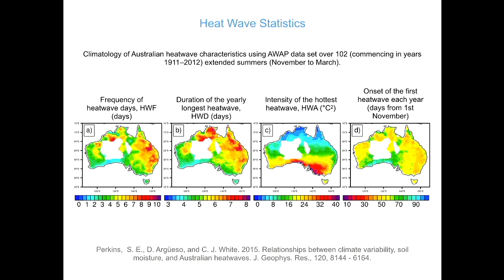And at the bottom of each of my slides, I've got the reference from where I've taken these pictures. So this is a climatology of Australian heatwave characteristics based on a data set called AWAP. Many people here will know what I mean by that, and if you don't, it doesn't matter. Just a grid of data. And here we have the frequency of heatwave days, the duration of the longest heatwave, the intensity. It's got these funny units of just degrees squared.